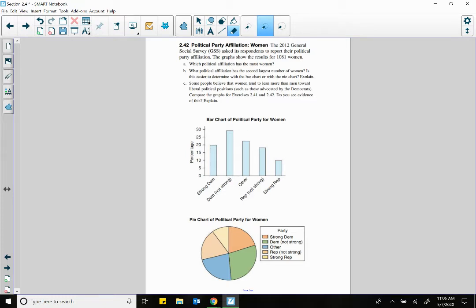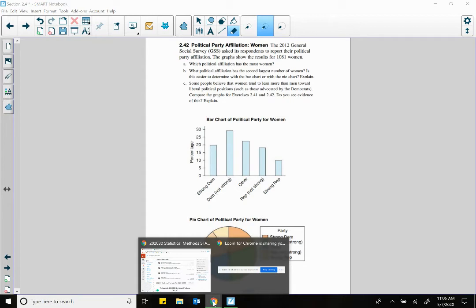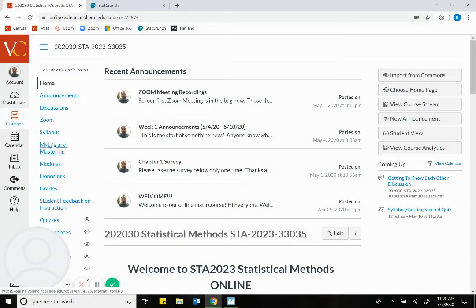And then C says some people believe that women tend to lean more than men towards liberal political positions, such as those advocated by the Democrats. Compare the graphs for exercise 2.41 and 2.42. Do you see evidence of this? So, I should have that bar graph up. So let's go grab that bar graph real quick, since I didn't put that on there.